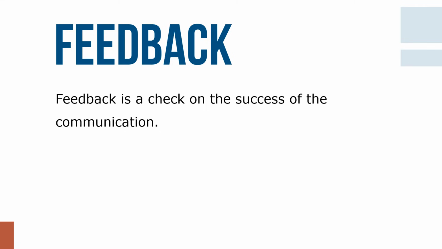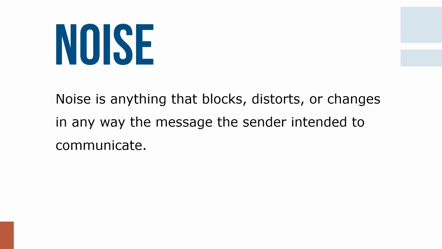Feedback is a check on the success of the communication. The message receiver sends a new message back to the original sender, and the original sender assesses to see if the receiver understood the original message as intended. Repeating or paraphrasing the original message, asking for clarification, or asking if your conclusions are correct are forms of feedback. Noise is anything that blocks, distorts, or changes in any way the message the sender intended to communicate.